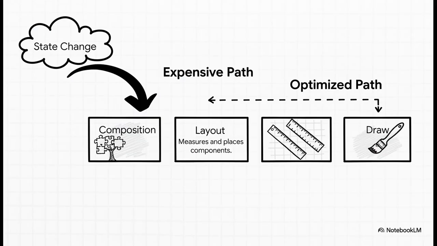This all ties back to those rendering phases we talked about earlier. Here's a pro tip. If you can wait to read a state value until the later layout or draw phases, for things like changing an element's position or opacity, you can often skip the most expensive part, the composition phase, completely. It's an advanced technique, but it's incredibly powerful.